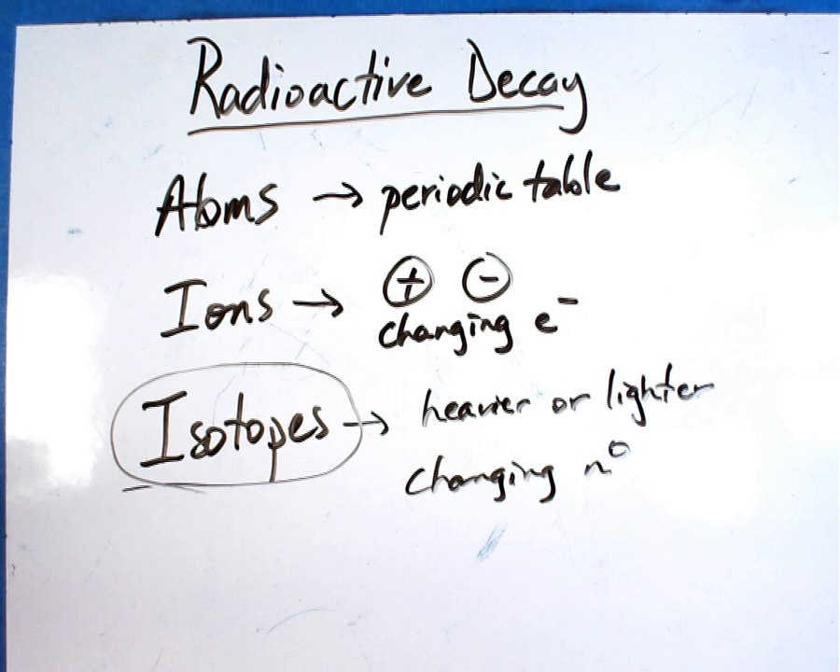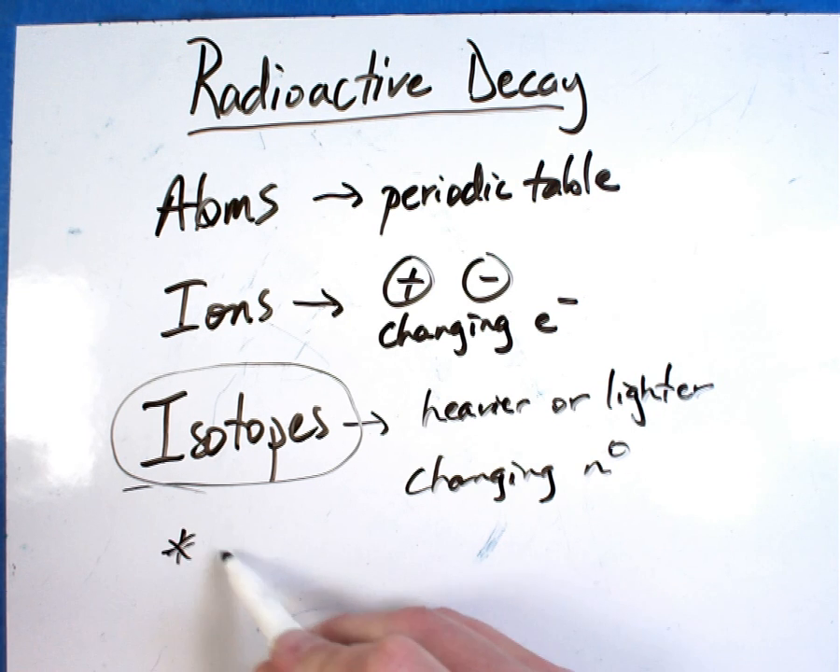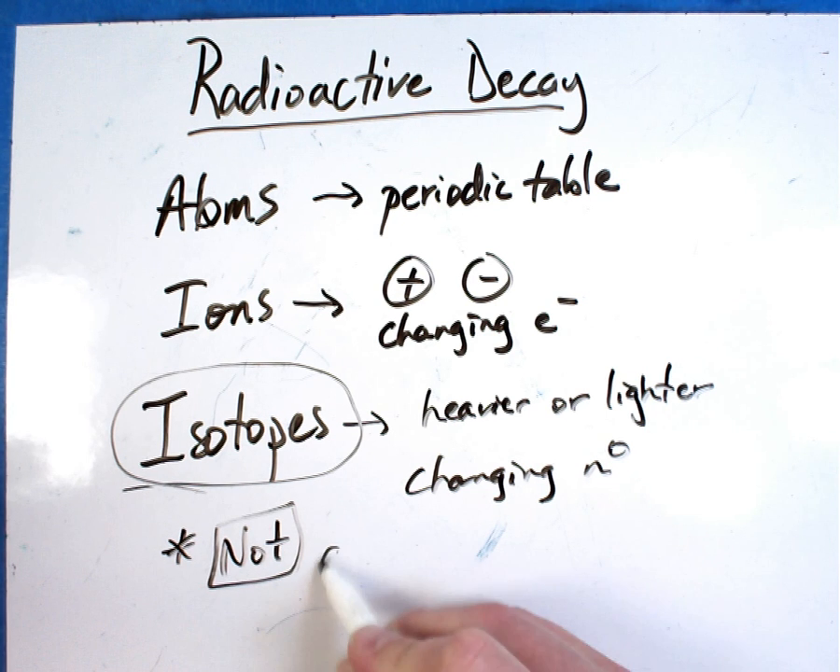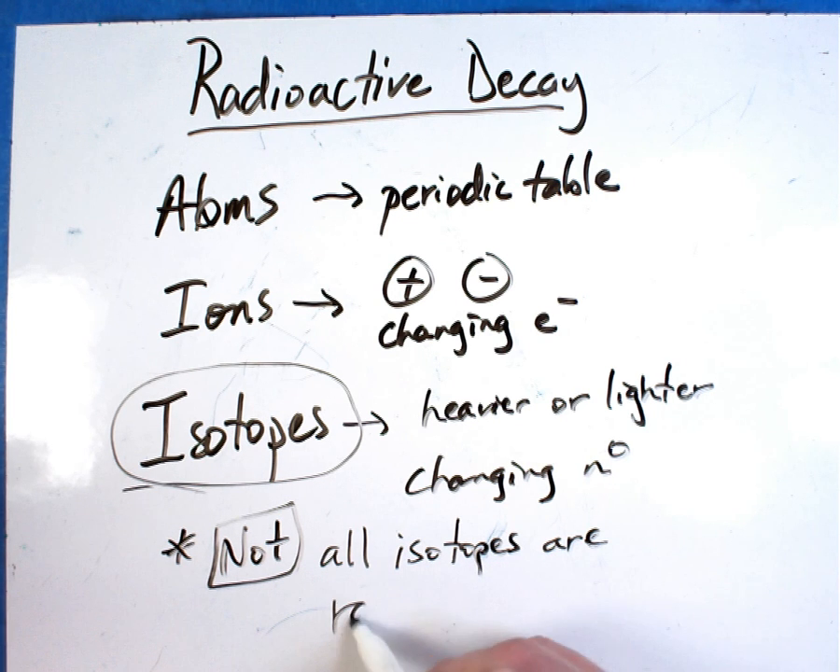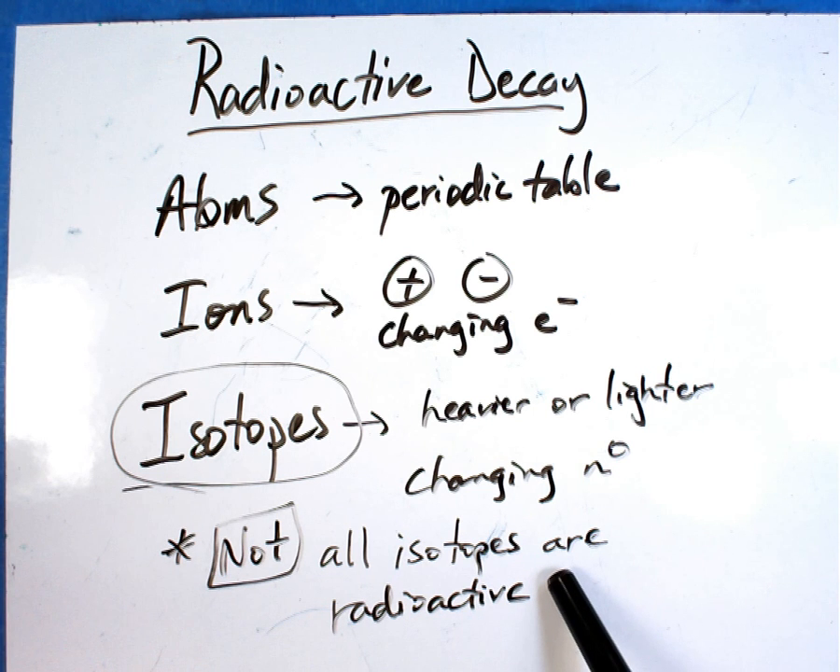Now, very important that you write this down. Star. Not all isotopes are radioactive. Not all isotopes are radioactive, but some of them are. And we've learned how to use them for some really cool things in medicine, and we've learned how to use them for alternate sources of energy, like in nuclear power plants, and then we've learned how to use them for bad things, like putting them on the end of a bomb, and when they hit the ground, we can actually cause destruction. So we're going to talk about what is radioactive decay and how does it happen.